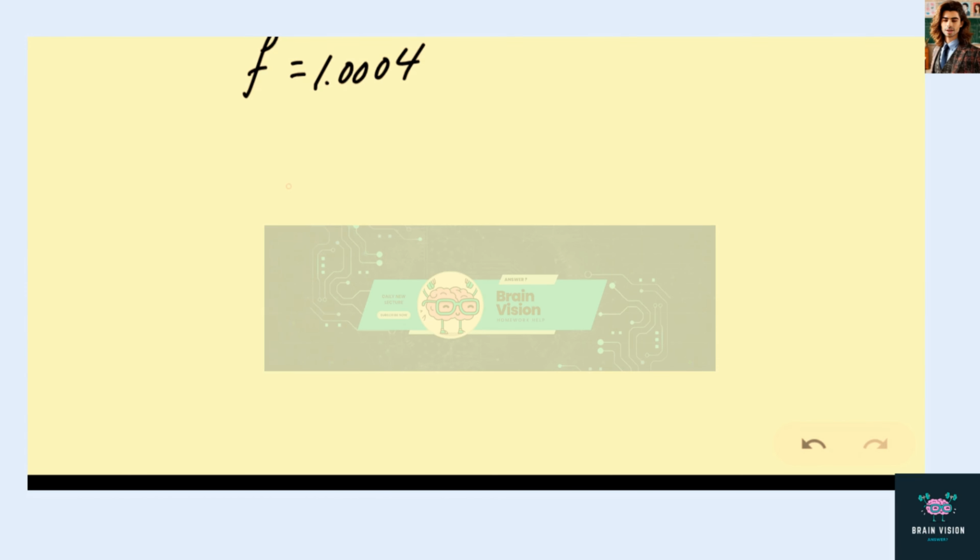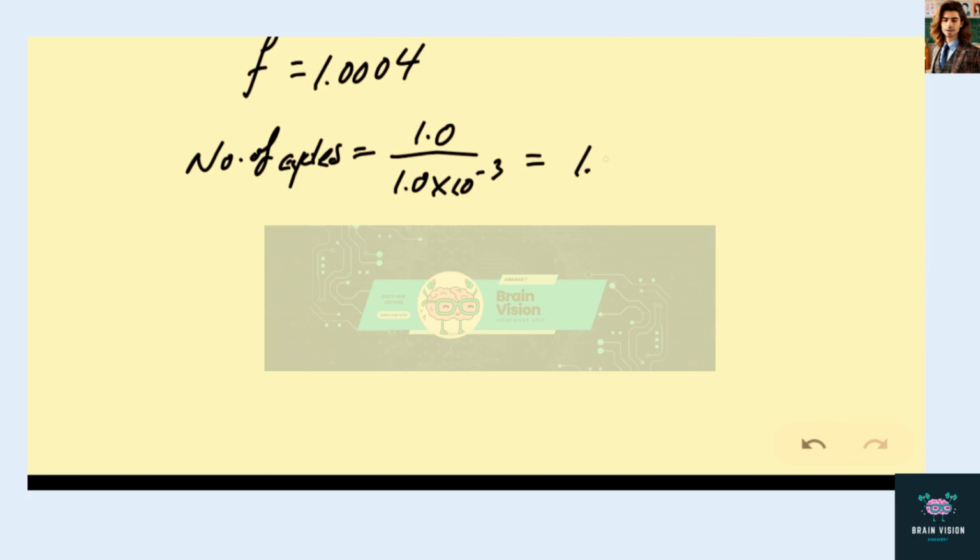Now to find out what is the total increase in the rate after 1 second, we will need to find out how many cycles there are. So the number of cycles that will happen in 1 second, we take 1 second divided by the time between each cycle, that is given as 1 millisecond. So that's 10 to the power minus 3. So we should get 10 to the power 3, sorry. So this is the number of cycles that will occur in 1 second.